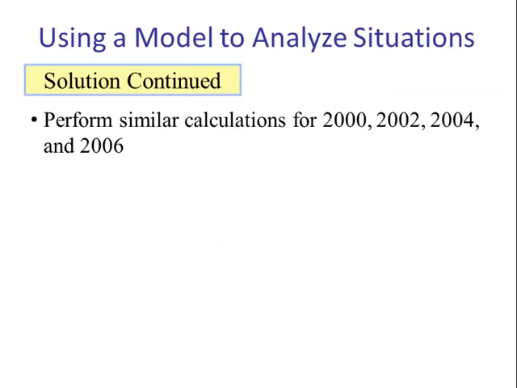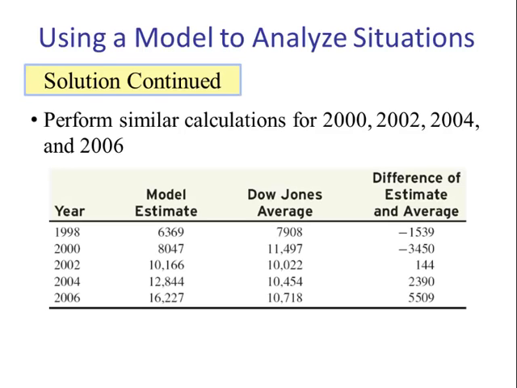If we perform similar calculations for the years 2000, 2002, 2004, and 2006, we see the model didn't do a very good job for 1998 or 2000, but did a very good job for 2002, 2004, not so good, and then it was way off in 2006.